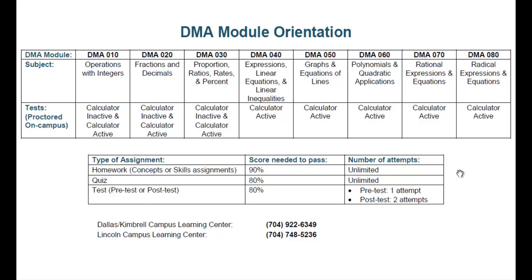You have an unlimited number of attempts on homework assignments and quizzes. However, you only have 1 attempt for a pre-test and 2 attempts for a post-test. The number of attempts for calculator inactive tests may be different. Make sure to ask your instructor about these tests. Also know that pre-tests are optional, and you can take these tests in order to try and place out of the module.